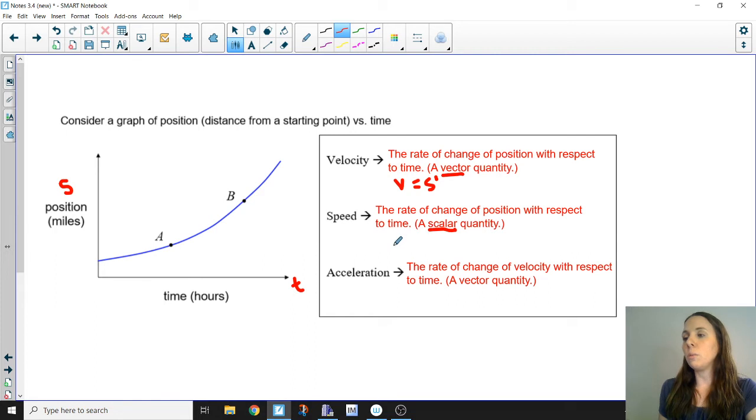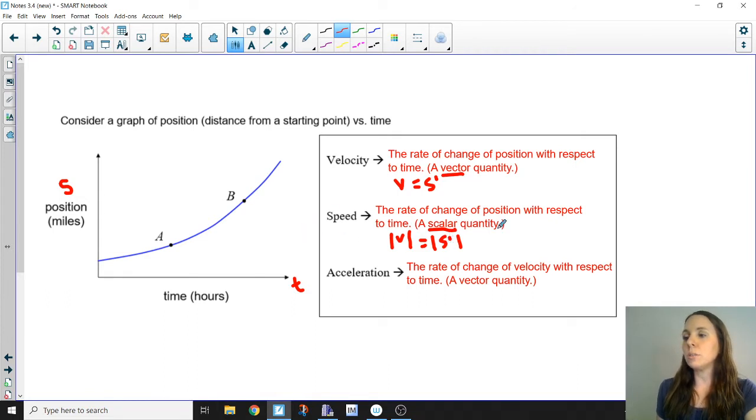And so what I want to put here is that speed is also a derivative. It's a first derivative of position. However, we typically just denote it like this, with absolute value bars around the velocity. And that means the absolute value of the first derivative of position. Absolute value would take the sign off of the velocity value, making it into a scalar quantity.